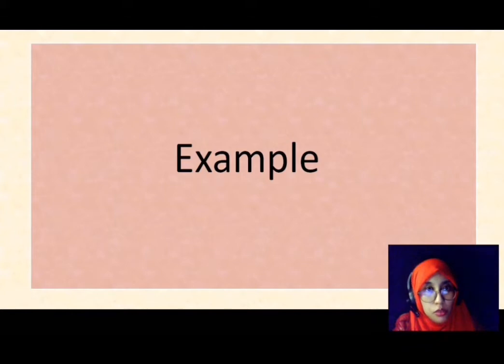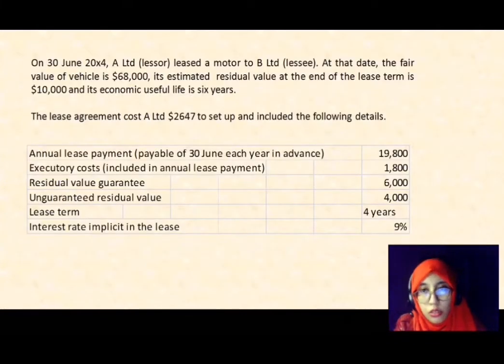So today I would like to share with you guys the example that I took from the CPA textbook. This example is related to accounting by lessee. So let's take a look. On 30 June 20X4, LA Limited, the lessor, leases a motor vehicle to B. So we can see that there is lessor and lessee there.